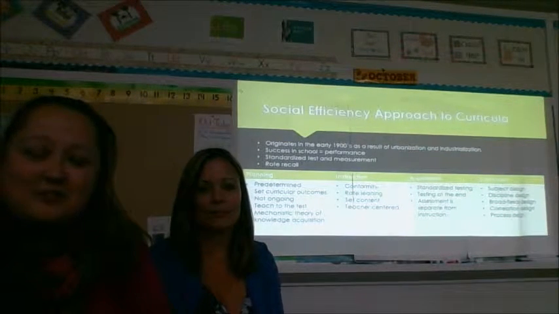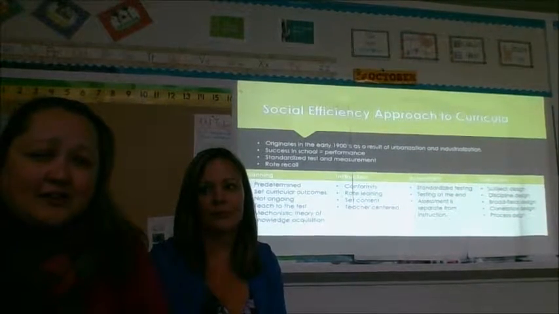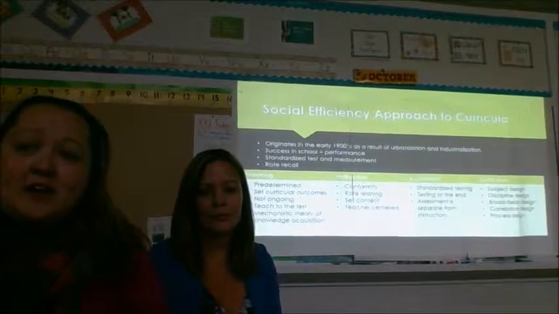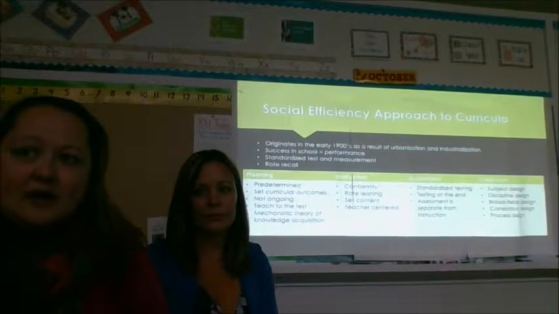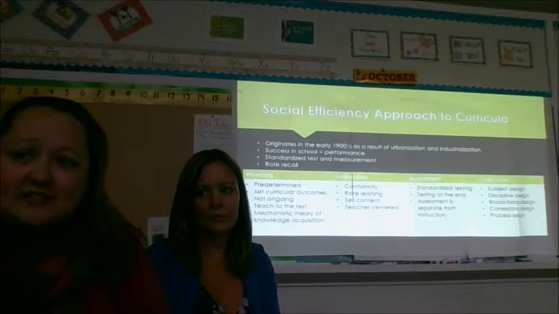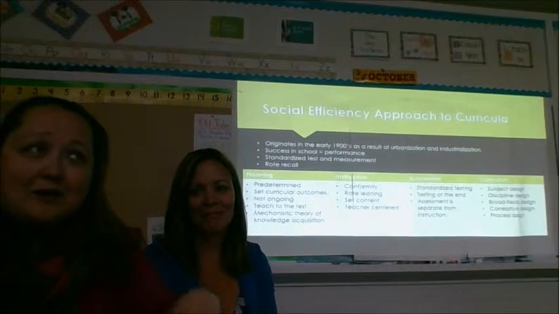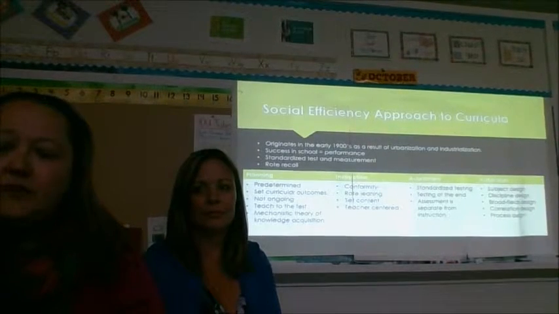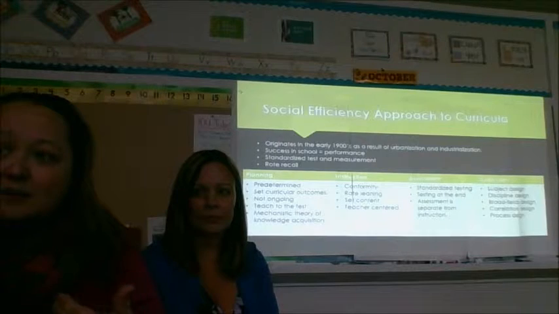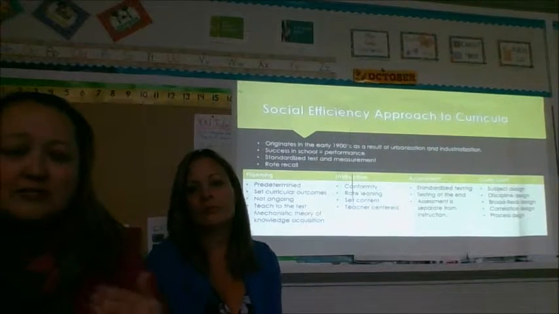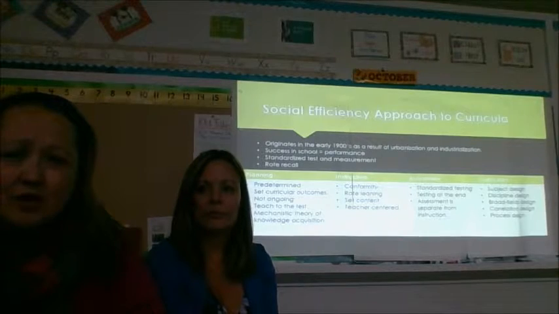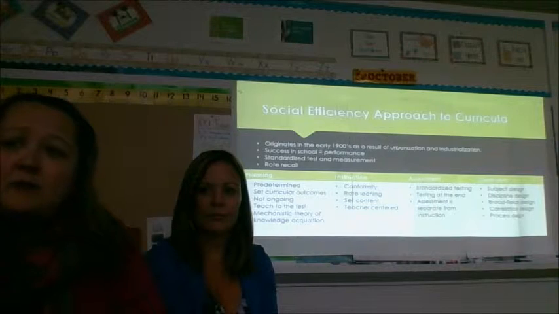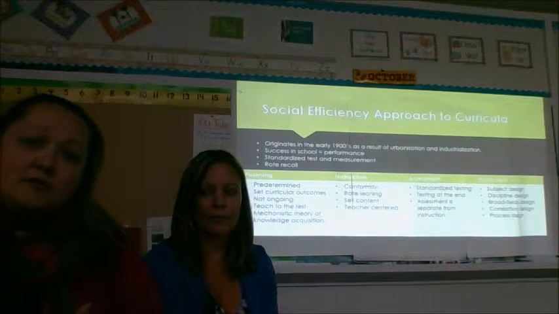The social efficiency approach to curricula originated in the early 1900s as a result of urbanization and industrialization. They equated success in school with performance, and so they enacted a number of standardized tests, and they put together a plan of learning that really emphasized rote recall. The planning for this approach was very predetermined, and there were set curricular outcomes. The planning was not ongoing, it was done in advance, so teachers were teaching to the test. They had a very mechanistic theory of knowledge acquisition.